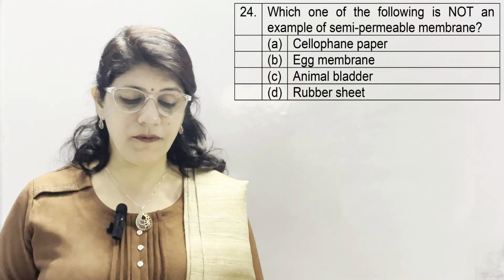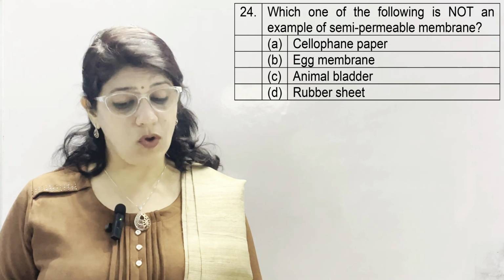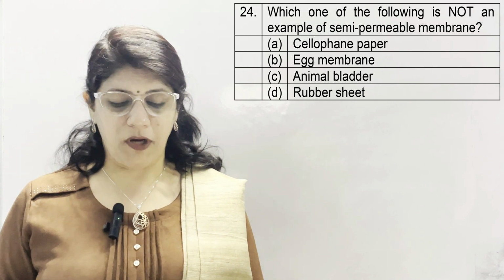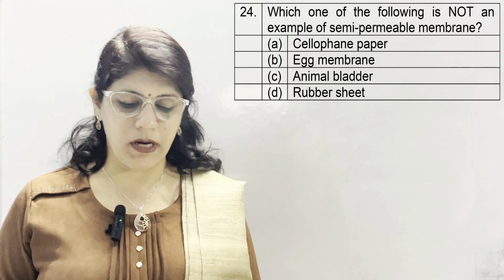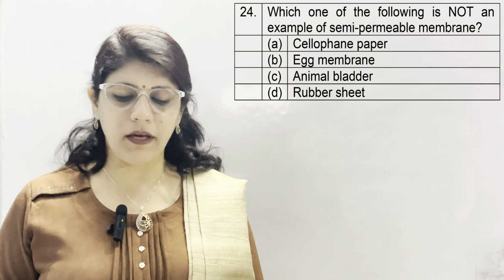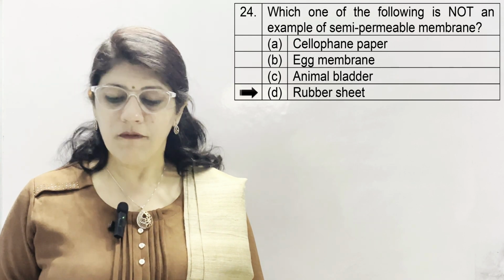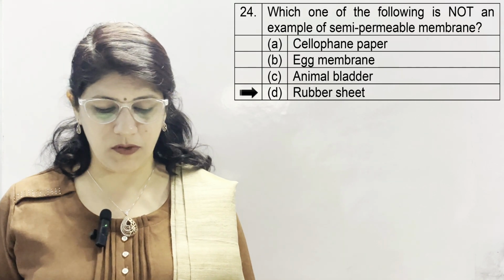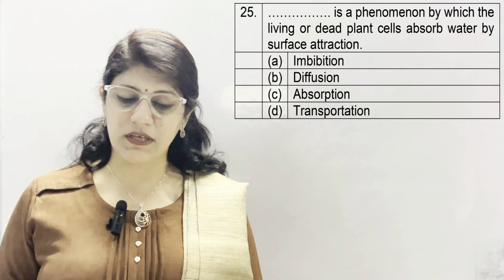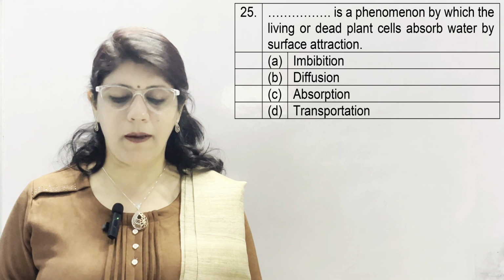In question number 24, which one of the following is not an example of semi-permeable membrane? A option cellophane paper, B egg membrane, C animal bladder, and D rubber sheet. Here correct option is D, which is rubber sheet, which is an impermeable membrane. Others are semi-permeable membranes.